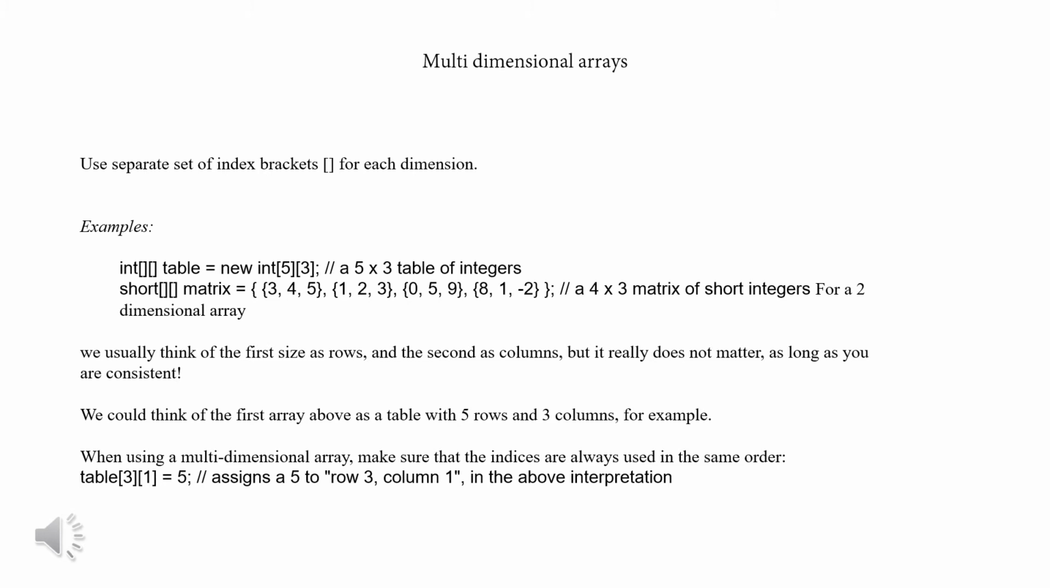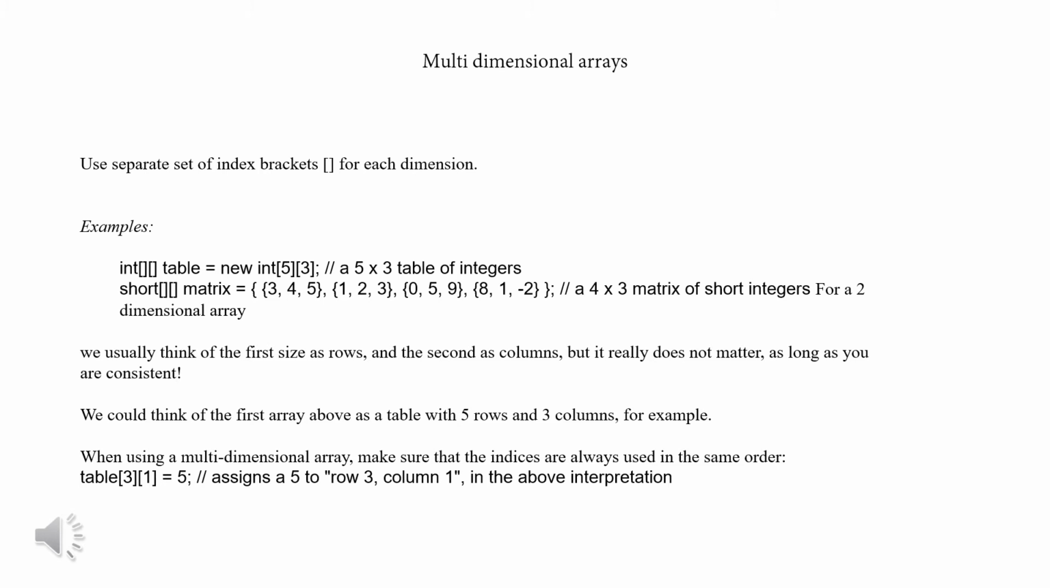So for example, here, that's a table with 5 rows and 3 columns. In the next example, we have initialized this array with some values. So you see we have 3, 4, 5 as the first row, 1, 2, 3 as the second row, 0, 5, 9 as the third row, 8, 1, minus 2 as the fourth row, right?